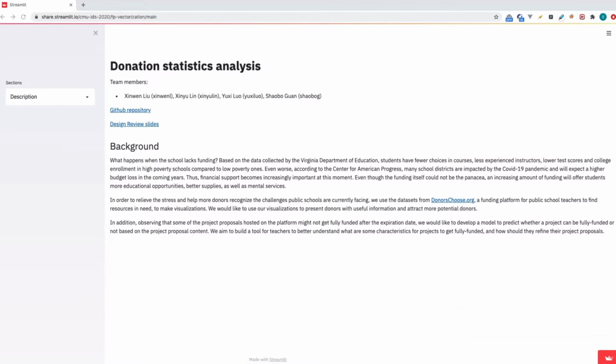The goal of our project comes in two forms. The first one is that we want to use the visualizations that we built to provide useful information about the donation statistics over the past years and help future donors explore the options to contribute to public education on their end. The second one is that, based on our observation, a large number of projects are not fully funded at the end. Therefore, we want to build a model to predict whether a project can be fully funded or not, to allow teachers to better understand the characteristics of projects that get fully funded and how they should refine their project proposals.